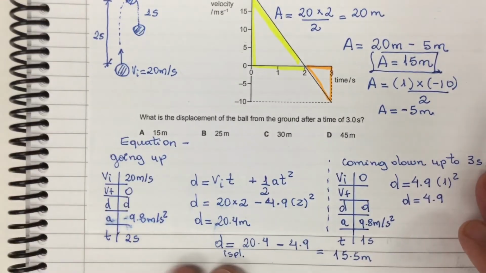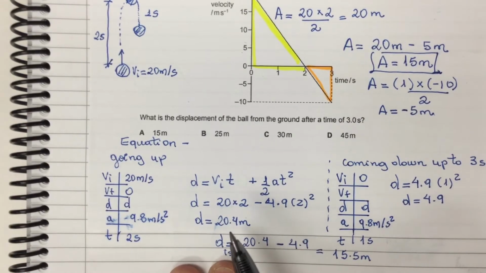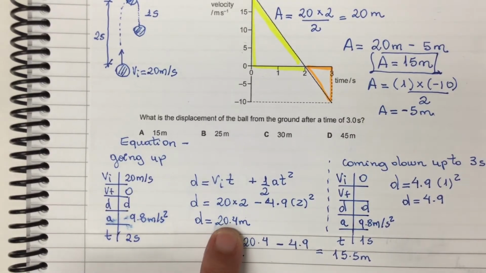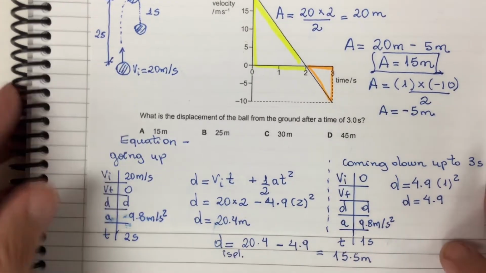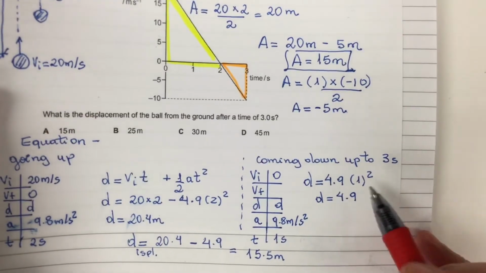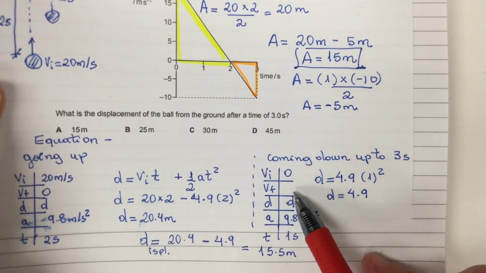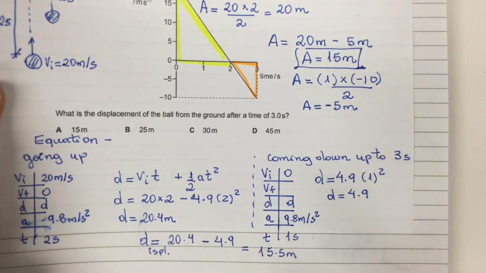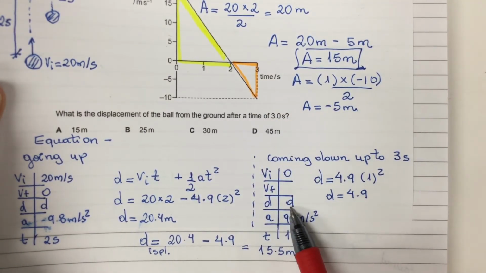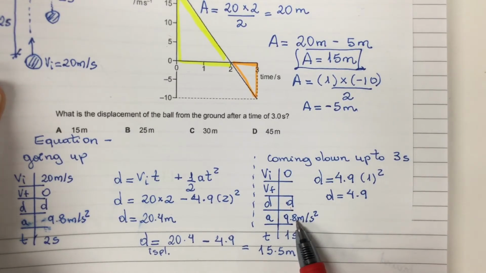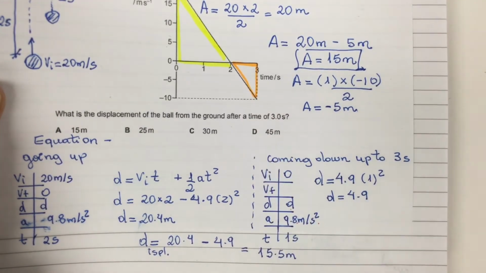So now we can calculate this distance using the second equation, and the result is 20.4 meters. Now remember, the acceleration here is negative because it's decelerating. Now what happens when the ball is coming down up to 3 seconds? The initial velocity is 0, the final velocity we don't know. Actually we do here, which is minus 10. D is what we are looking for. Acceleration is accelerating now, is 9.8 meters per second squared, and time here is 1 second.